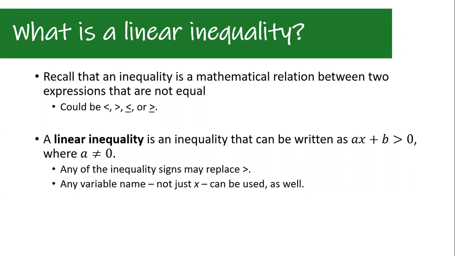So remember here that the textbook gives us that definition, but it doesn't have to be greater than 0. It can be any of those signs. And it also doesn't have to be x. Remember, many of our examples show t or c or z or anything. A variable is just a placeholder and it can be any letter that you choose.